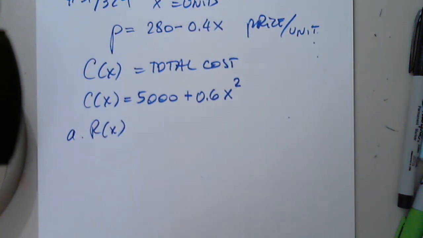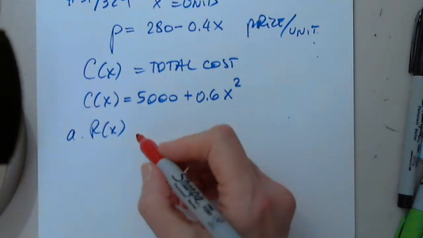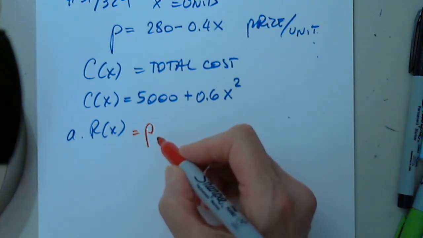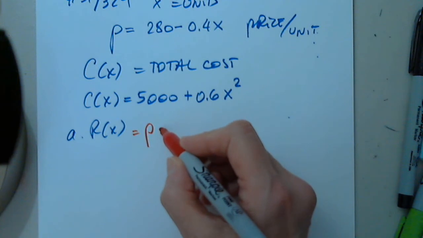Any suggestions on how to find the total revenue? Don't be shy, it's okay. What is the formula, the general formula for the revenue? Would you put p equals 280 minus 0.4x, or I guess p equals C of x, or?